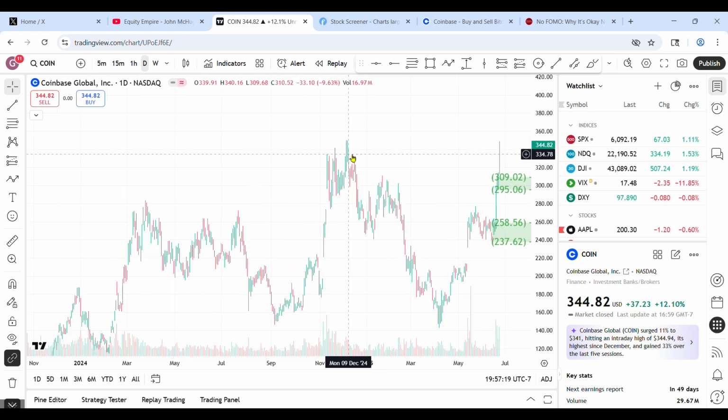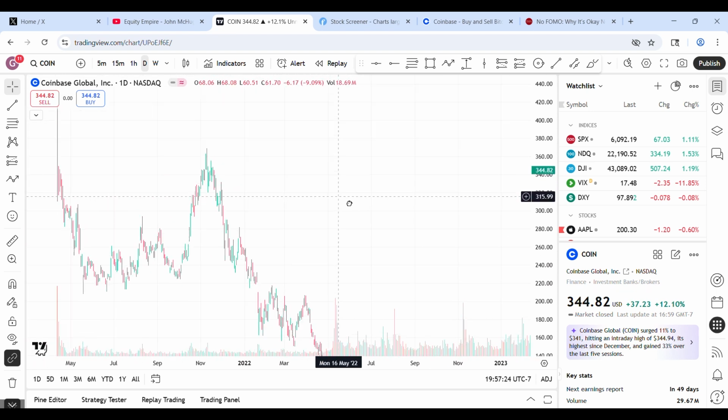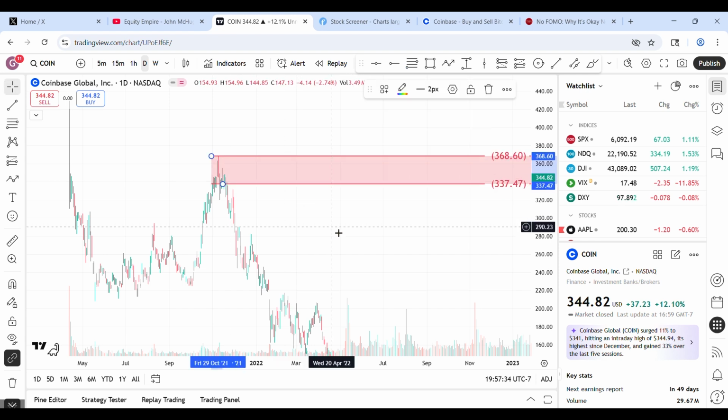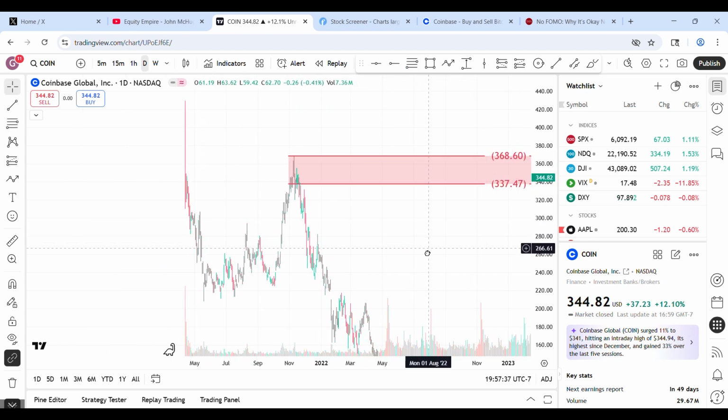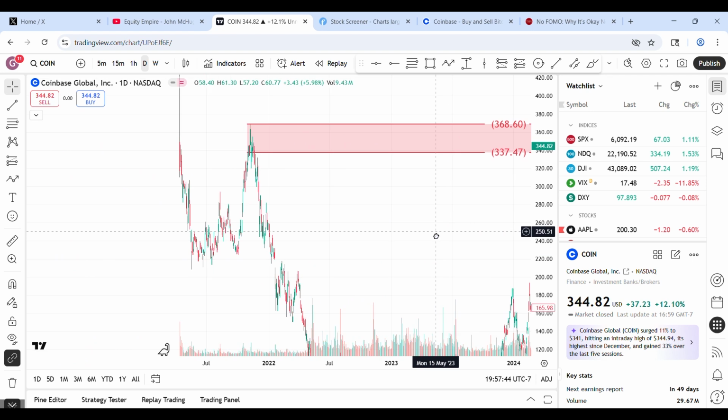And there is a pretty substantial resistance level if we go back several years right up here. And that's right here in the 337 to 368 price range. Okay, so that is a resistance level that formed in late 2021. So it's been several years since that resistance level formed.